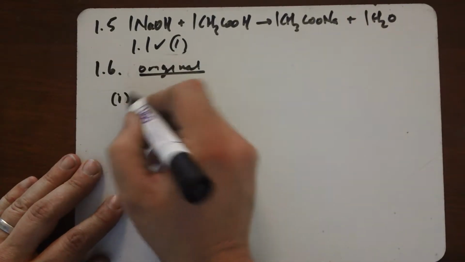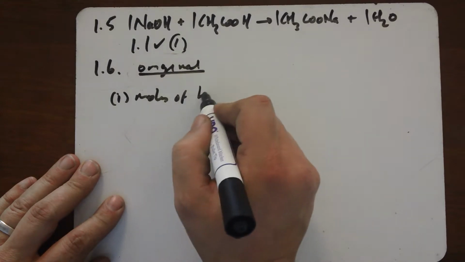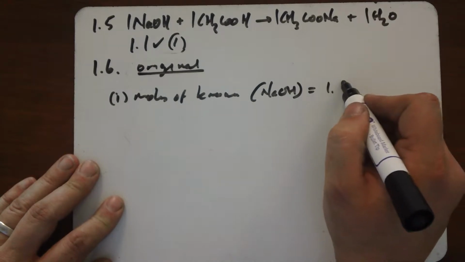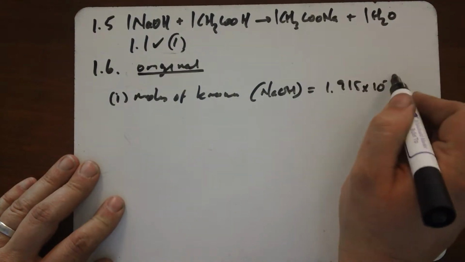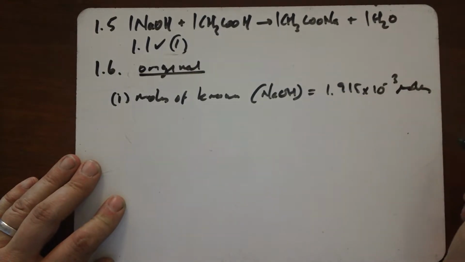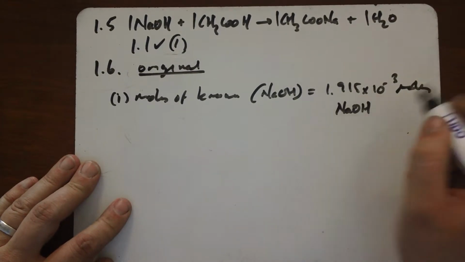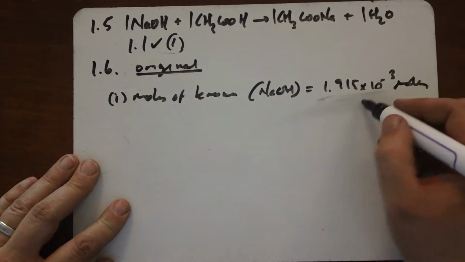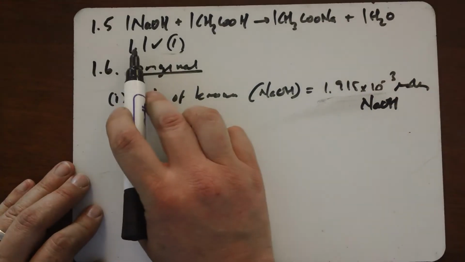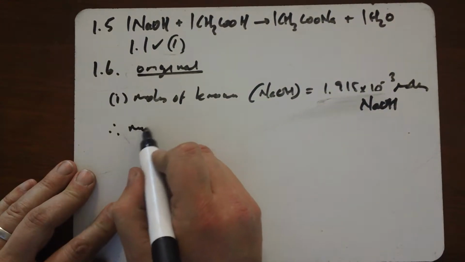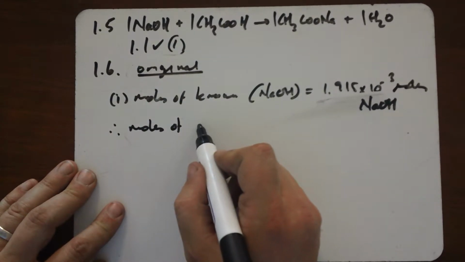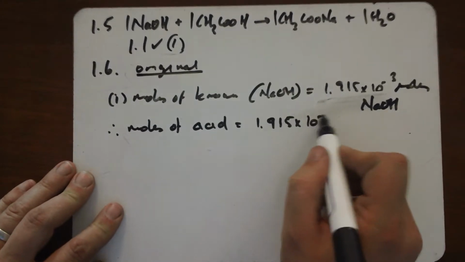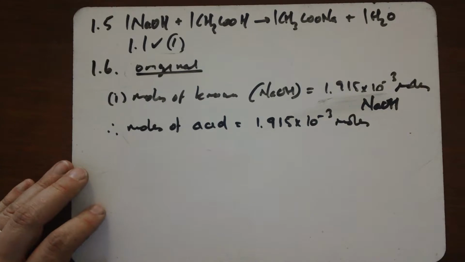So we're going to look back at our results so far. Now we've already worked out the moles of the known, which was our NaOH, and that was 1.915 times 10 to the minus 3 moles of NaOH. Okay, we then said that it was a 1-to-1 ratio, so therefore the moles of acid is going to be equal to this, so that's 1.915 times 10 to the minus 3 moles of acid.